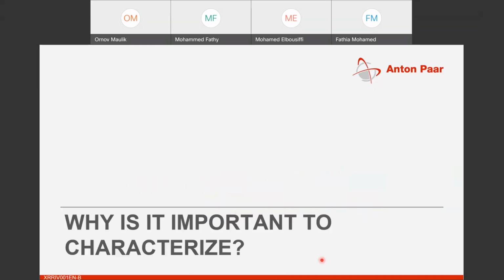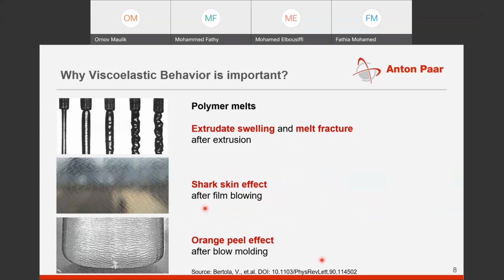So why is it important to characterize viscoelastic material? Definitely materials can be extruded. Most of the time this is showing an example of polymers. You can see these types of defects in polymer products like extrudate swelling, which is basically an issue related to die swelling. Then you have the shark skin effect after film blowing, and the orange peel effect after blow molding. All these defects in polymer manufacturing are because of the viscoelastic effect of a polymer melt.